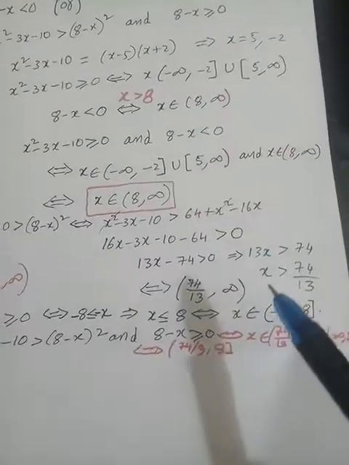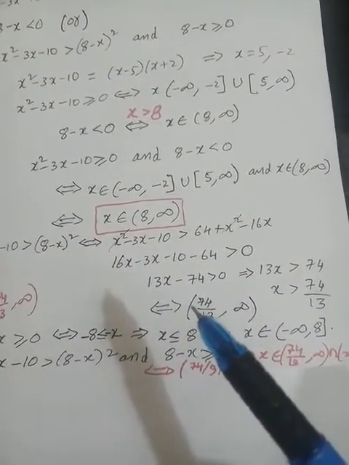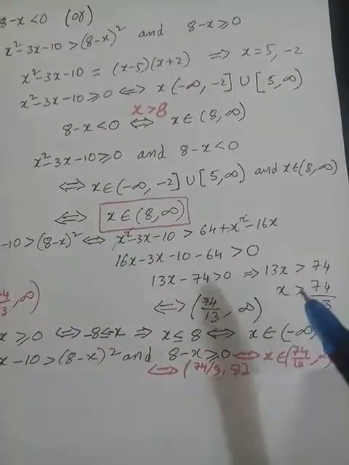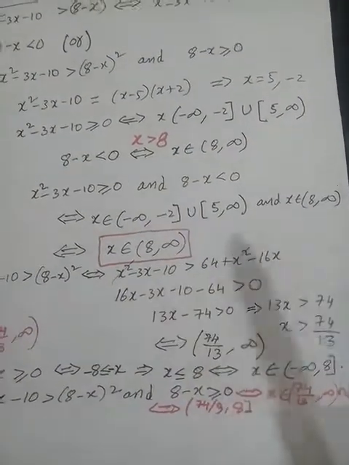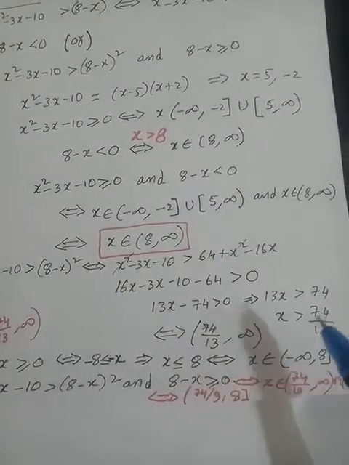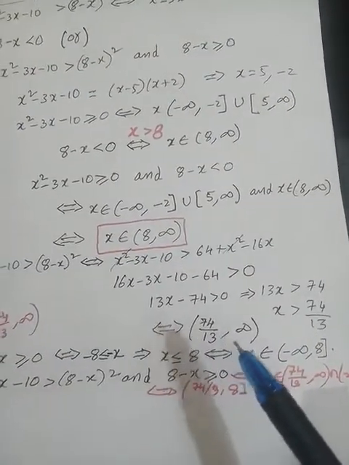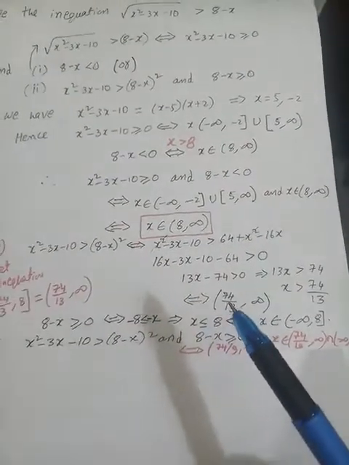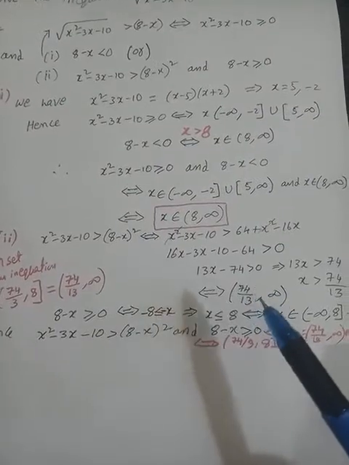This gives x is greater than 74 by 13. Now from this we can find the value of x greater than 74 by 13 up to infinity. Greater than a positive value, or greater than some value, means we can take up to infinity. So 74 by 13 comma infinity we get as the value. This is the first half of the second case.